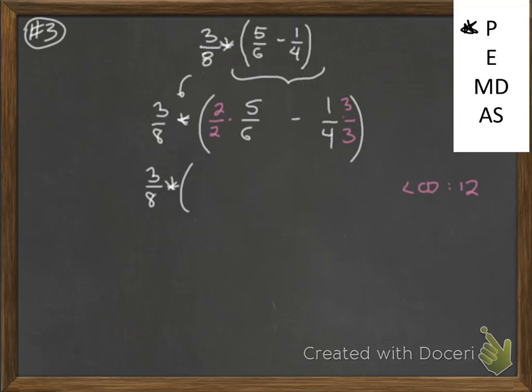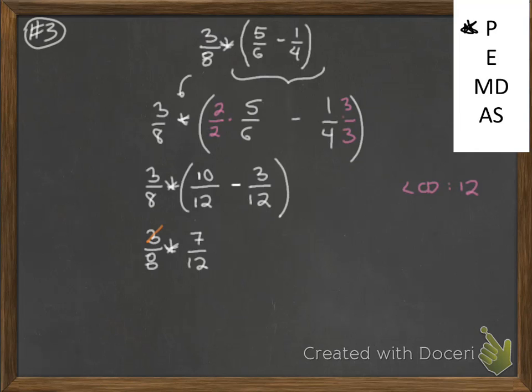Okay, so remember, when we multiply fractions, we just multiply across. So 2 times 5 is 10, 2 times 6 is 12, 1 times 3 is 3, 4 times 3 is 12. Okay, again, bring down the 3/8 times. And in parentheses, 10 minus 3 is 7. So we have 7/12. You're free to transcribe the parentheses if you want to, but you certainly don't have to. Okay. So again, if you wanted to, you could just multiply across.